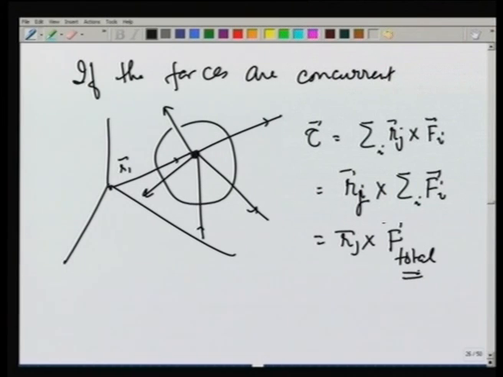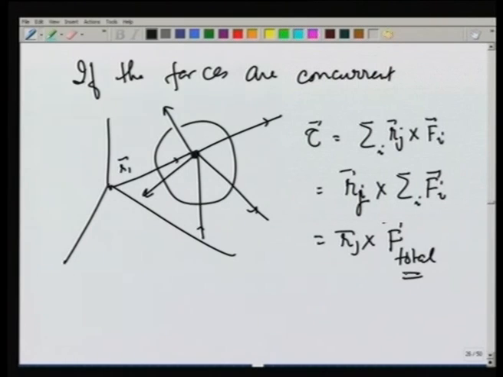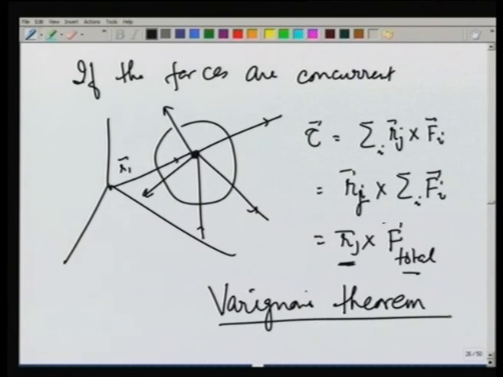So, if all the forces meet at a certain point, the torque due to all the forces is equal to the torque of the total force cross with the direction up to that point. This is known as Varignon's theorem, and true only when all the forces are meeting at a certain point.